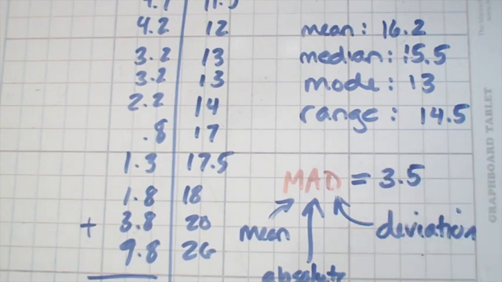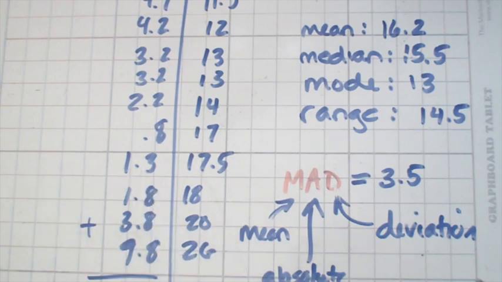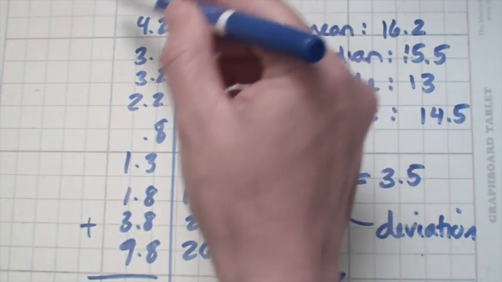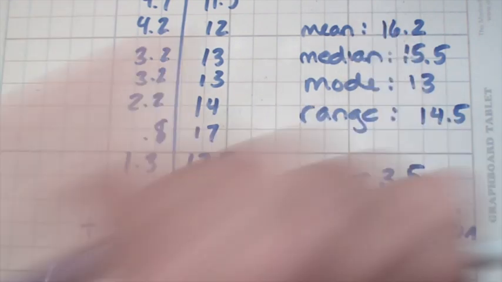And that's a pretty small number because all of these numbers are pretty close together, which means they don't deviate from the mean very far. All of these numbers are pretty close, within 10 of our mean of 16.2.